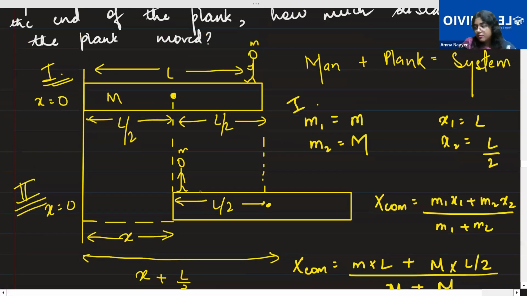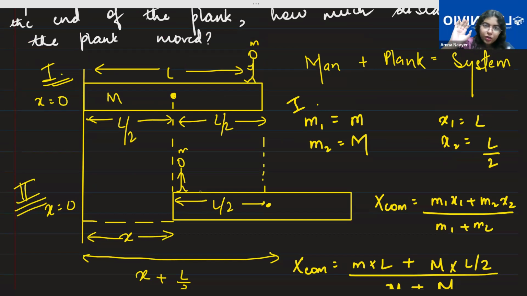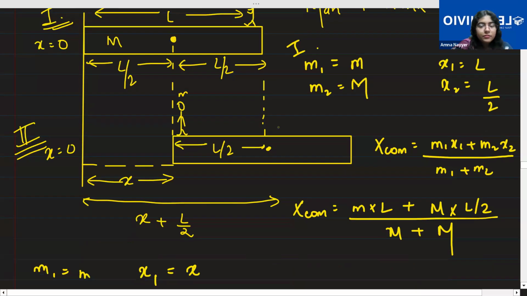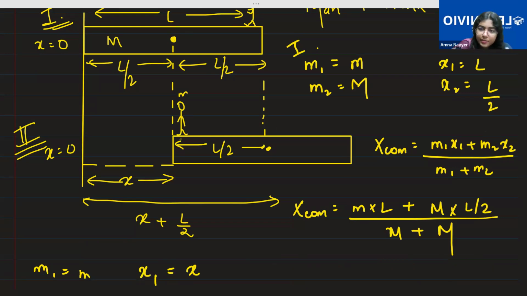Plank, see what has happened. I think you have not understood. Initially, the man was there at the edge of the plank. So the mass of the man was m, and from the origin, the separation was the length of the plank, L. Then the plank's mass was capital M, and its center of mass was at L by 2, because obviously it's a plank, a rod, we have already studied it as L by 2. Now the man started to move over this plank, but as soon as he reached this much part, the plank already shifted backwards.